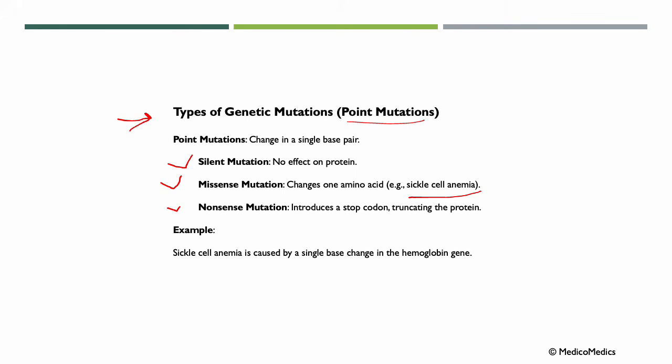Then we have nonsense mutations. So a single nucleotide change creates a premature stop codon, leading to an incomplete and usually non-functional protein. And this can cause severe genetic disorders. Example, again, sickle cell anemia caused by a single base change in the hemoglobin gene.